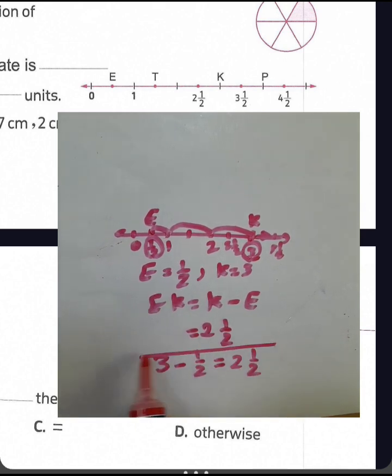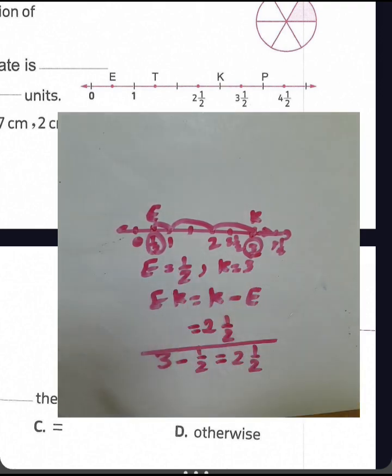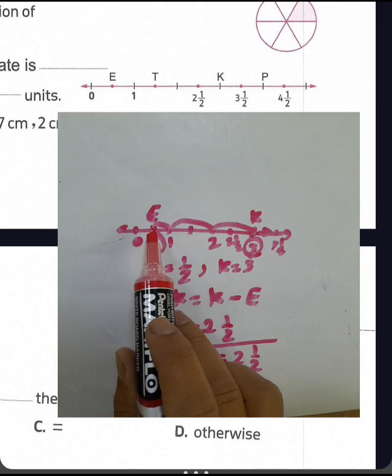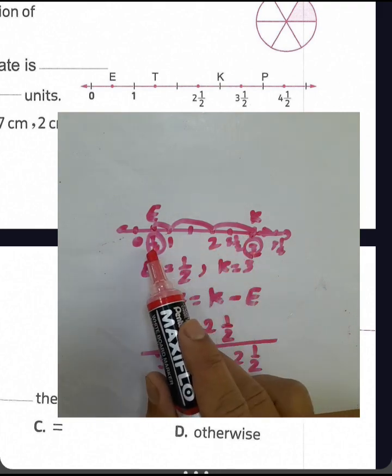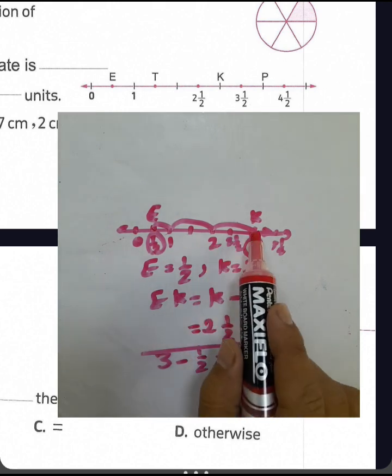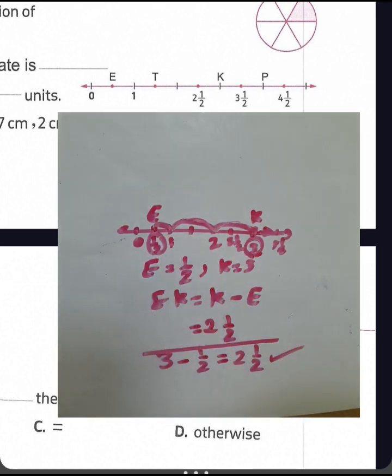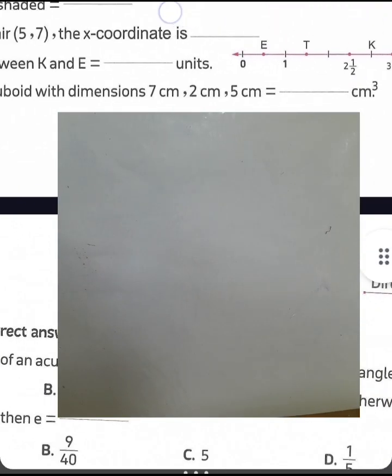Okay, you can do this step or this step as you like, or you can count from the number line to find the distance between e and k. Write 3 subtract half, the result will be 2.5, or you can count 1, 2.5. Then the result here will be 2.5. Next question.